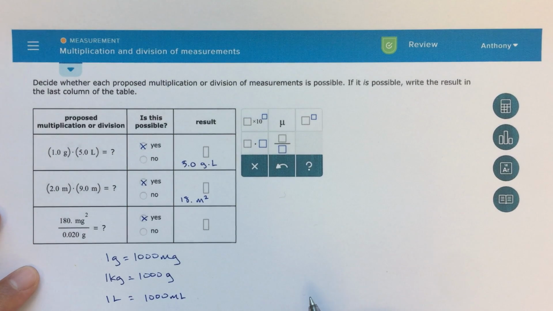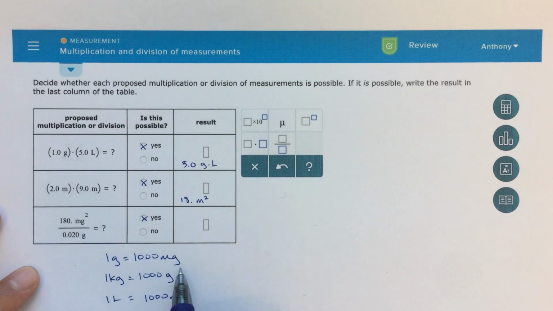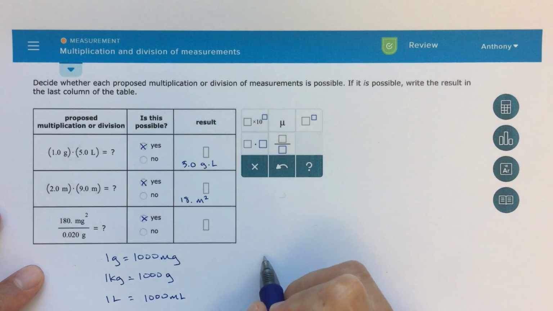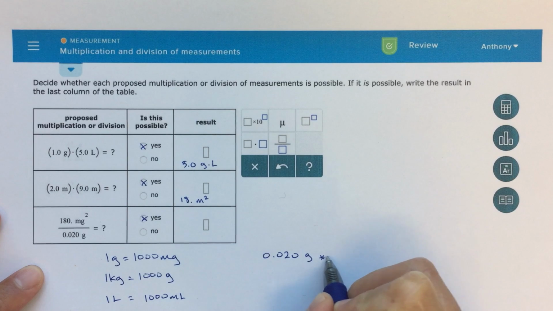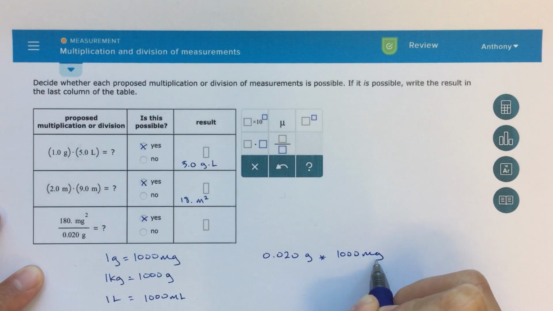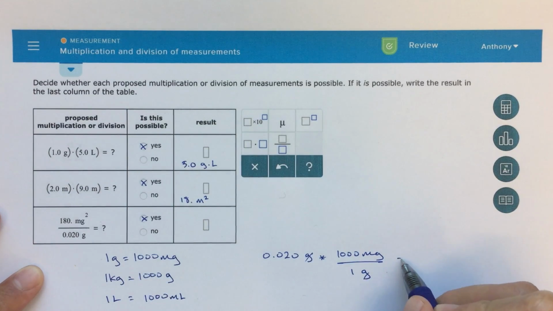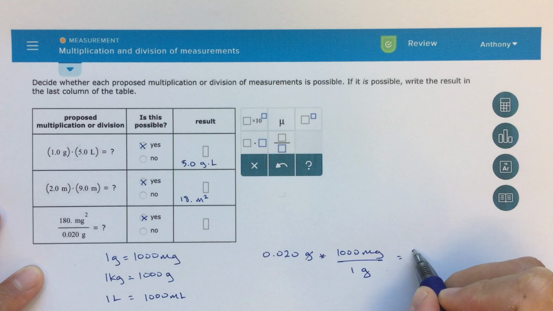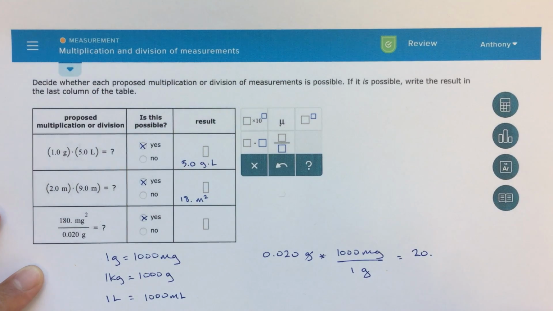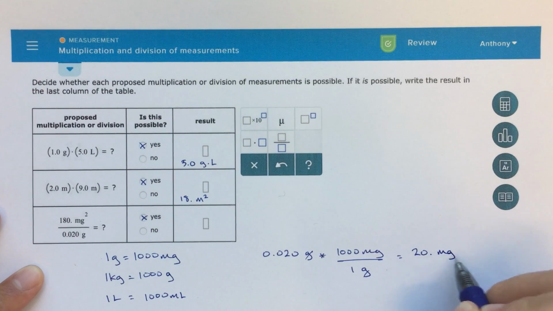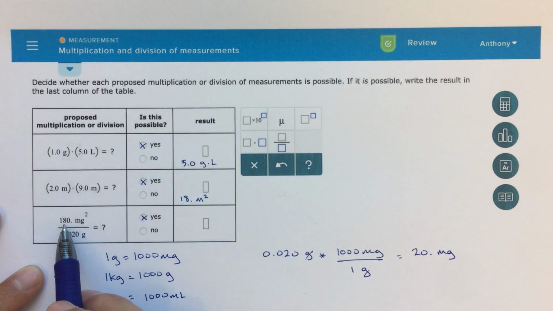These are the types of things that I like to use as conversion factors. So if I want to convert grams to milligrams, I'm going to use this top conversion factor. I would do 0.020 grams times 1,000 milligrams over 1 gram. My units of grams will cancel out, and I will get an answer of 20. And then I'll put a decimal point there to have the correct number of sig figs. I've got 2 sig figs here, so I want 2 sig figs in my answer, 20. milligrams. And then I can do that calculation, right? 180 milligrams divided by 20 milligrams.